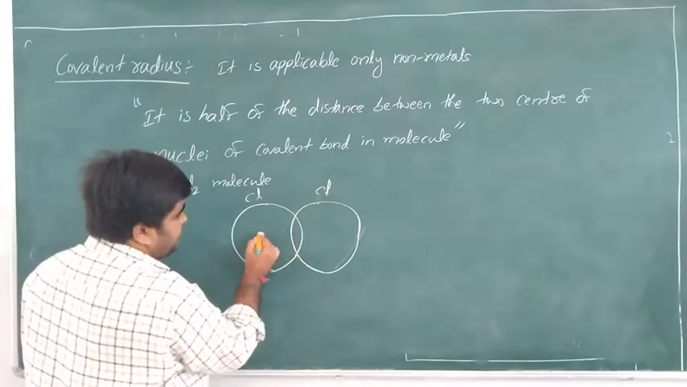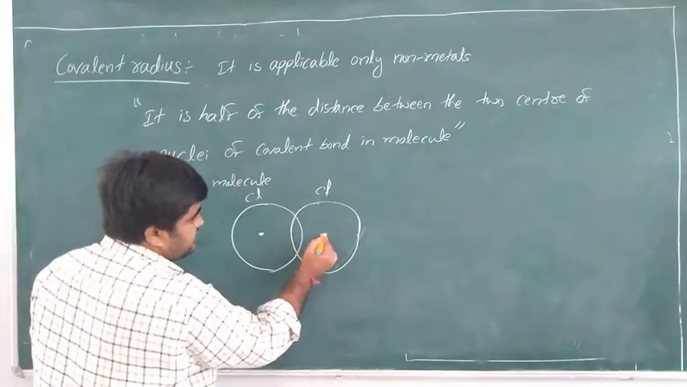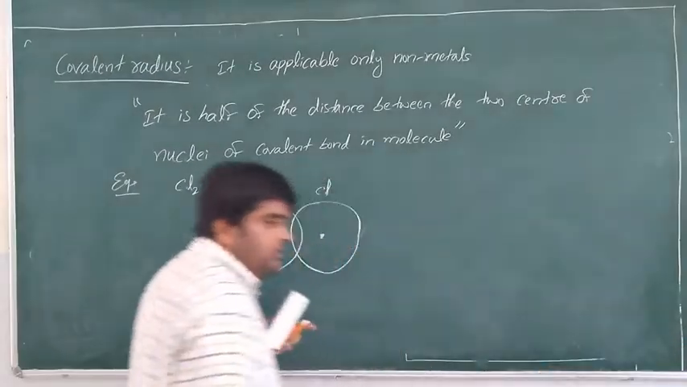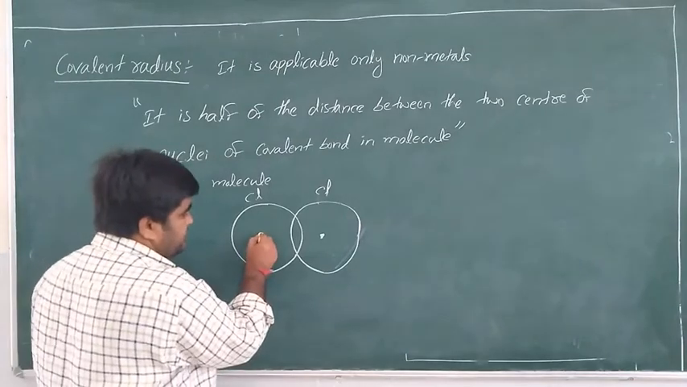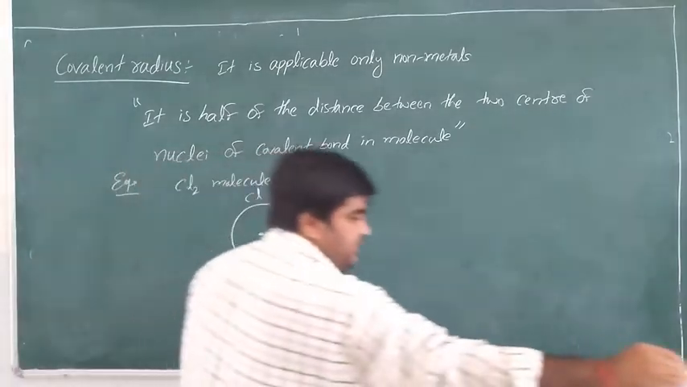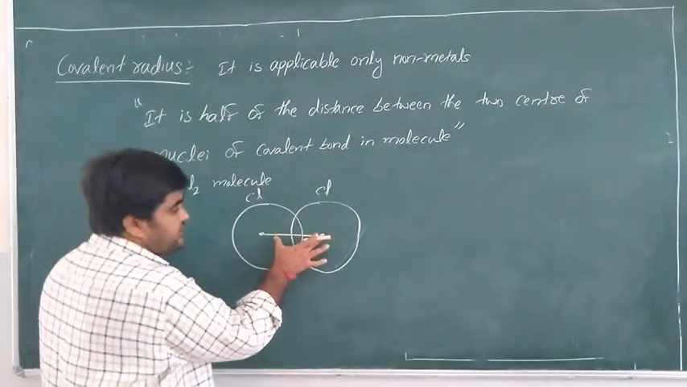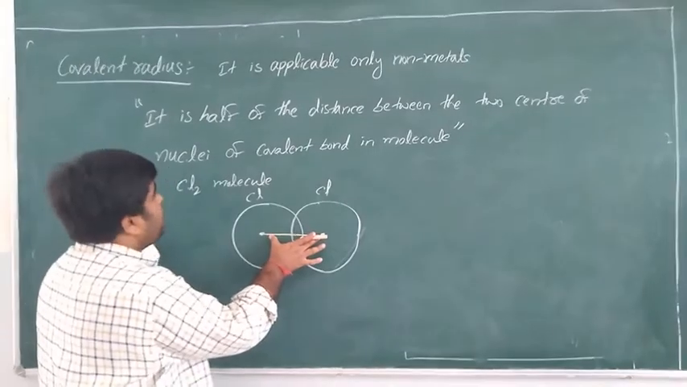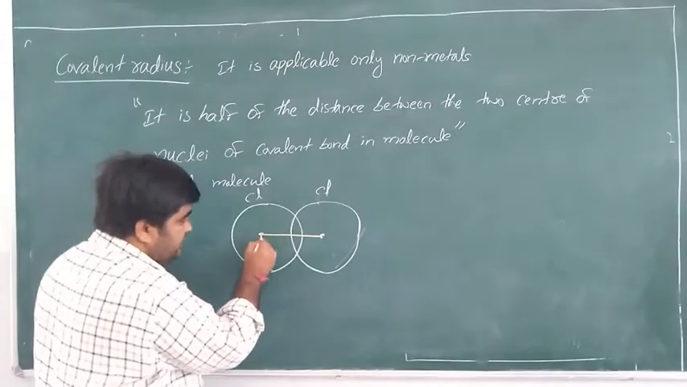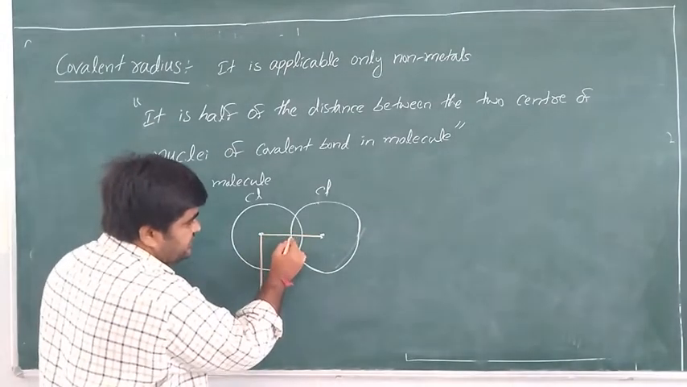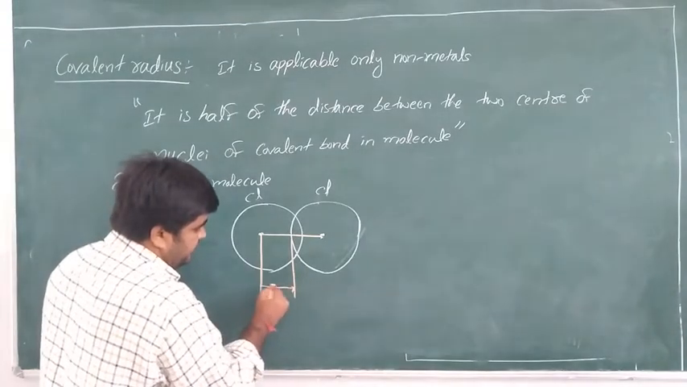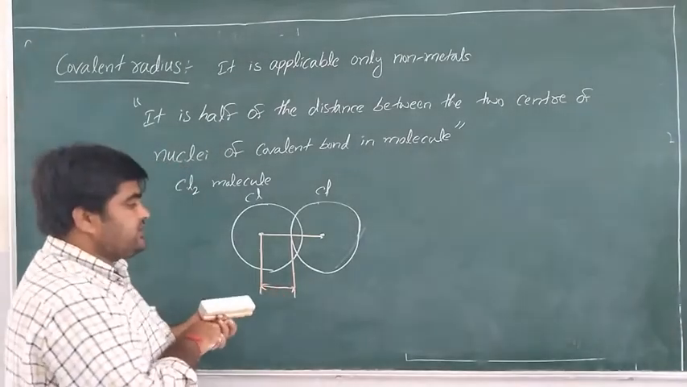It is the center of the nucleus of each. So it is half of the distance between the two nuclei, the internuclear distance. It is the half of the distance between the two centers of the nuclei of covalent bonded atoms. Which bond? Covalent bond. So that half distance is called covalent radius. Generally, this distance is how much?